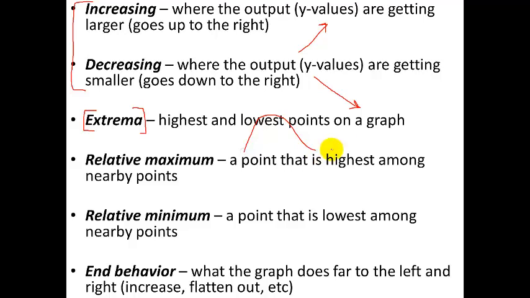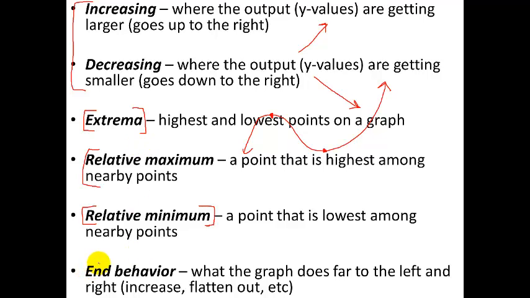Okay, this word extrema just means the highest or lowest point. So if you have some graph that looks like this, this is an extremum because it is higher than all the points around it, and this is an extremum because it is lower than all the points around it. Relative maximum is a point that is highest among nearby points. So this is a relative maximum, and a relative minimum is the lowest point among its nearest neighbors. So this is a relative minimum. Relative maxes and relative minimums are the two types of extrema.